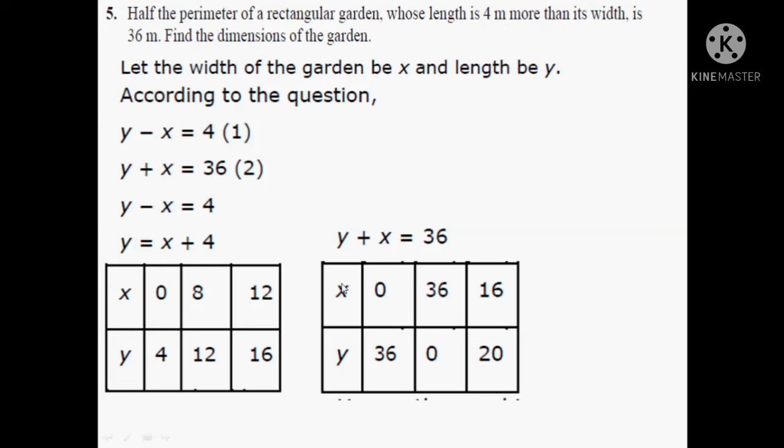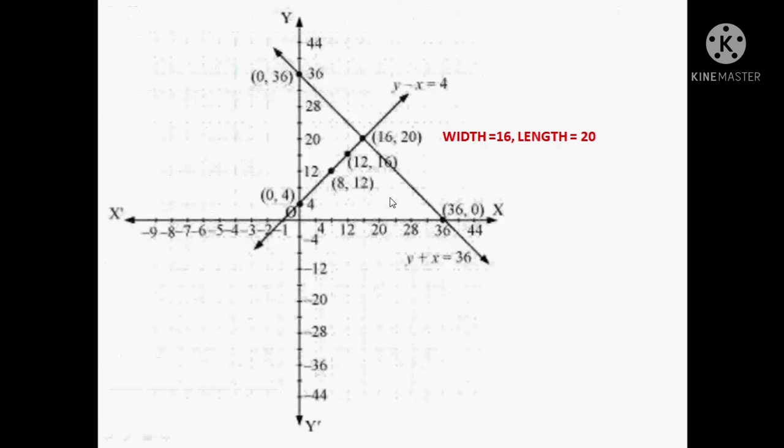Now from the second equation, that is y plus x is equal to 36, we can also make a table. Therefore x is equal to 0, 36 and 16, and y is equal to 36, 0 and 20. If you plot them, this equation is y minus x is equal to 4 and this equation is y plus x is equal to 36.